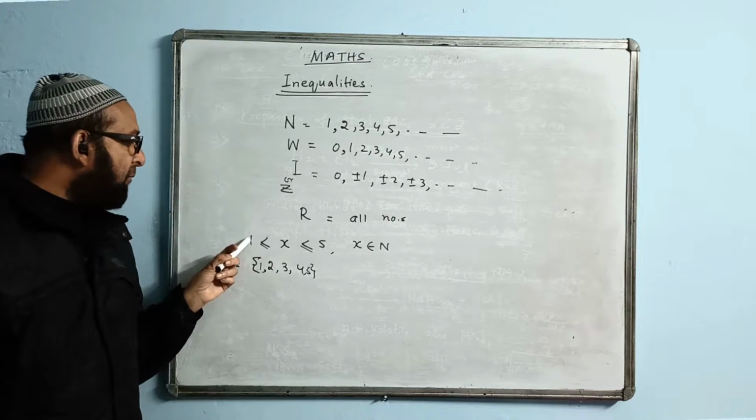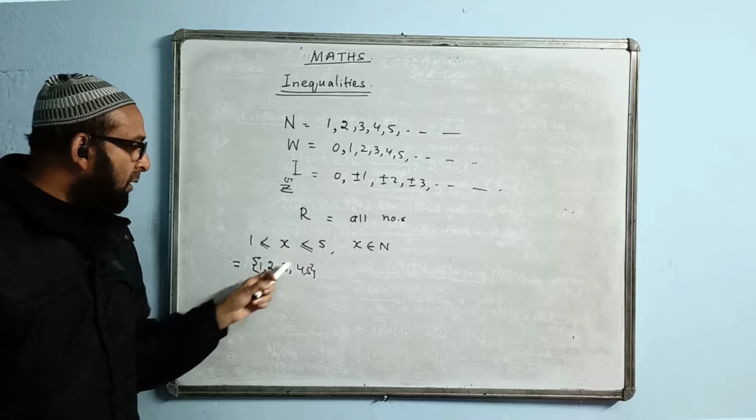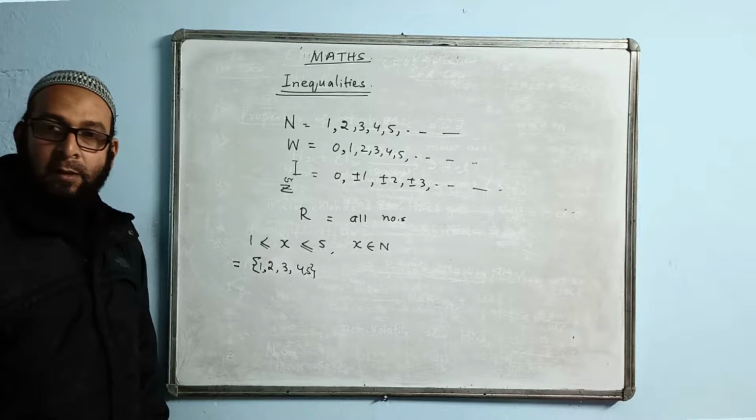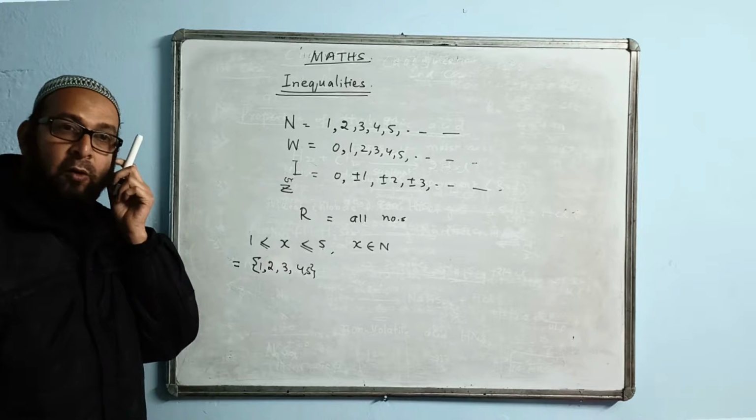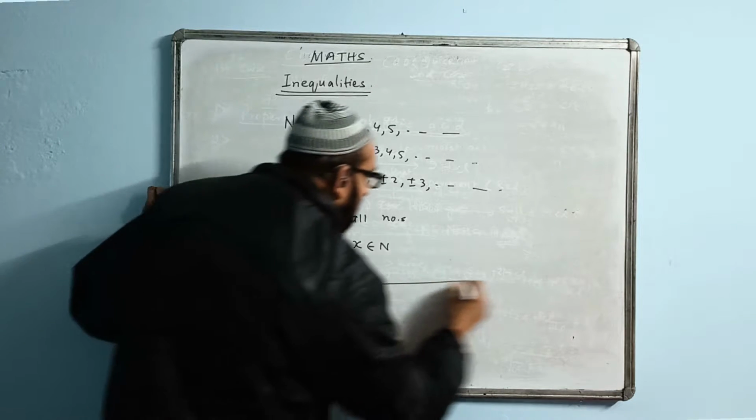So if we are having 1 ≤ x ≤ 5, then the answer would come 1, 2, 3, 4, 5. Okay, how to show them on the number line? We will show them like this.